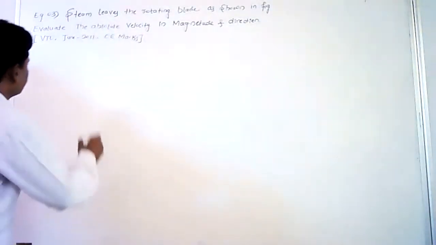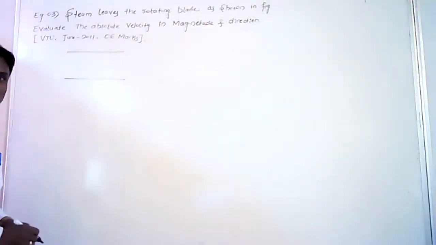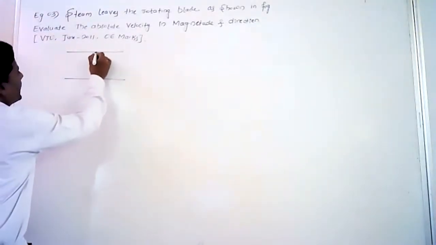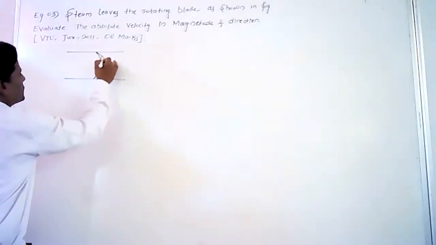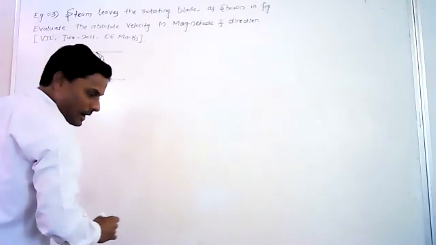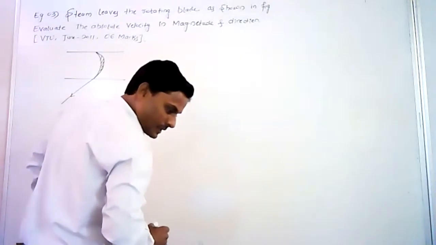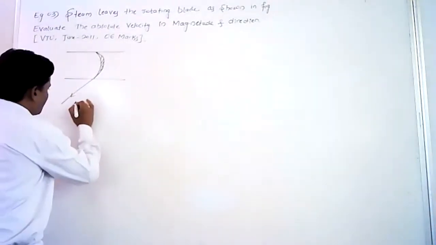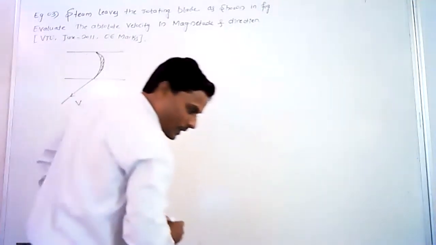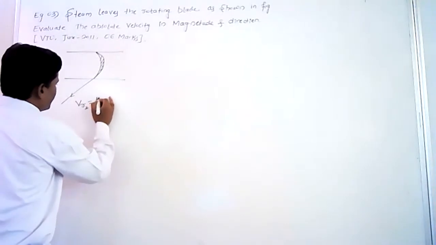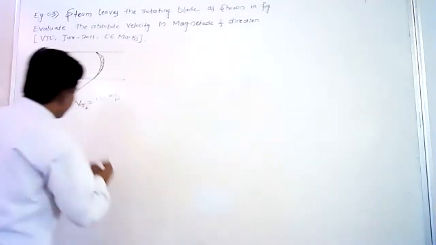So the figure is given in the question itself. This is the row of moving blades. So he has considered the cross section of a single blade, and here he has given the outlet velocity. This is VR2. The relative velocity component at the outlet, VR2, is given as 150 meter per second. The corresponding angle is 30 degrees.